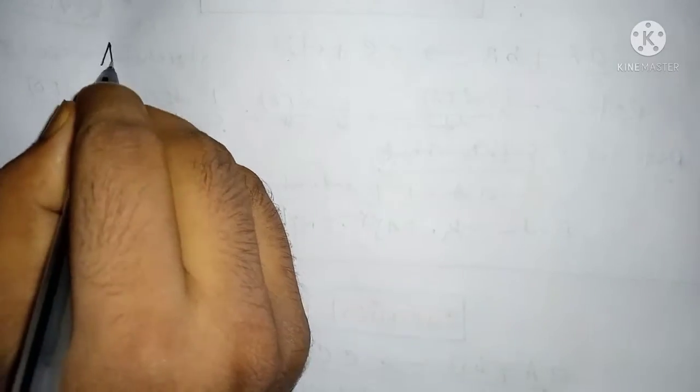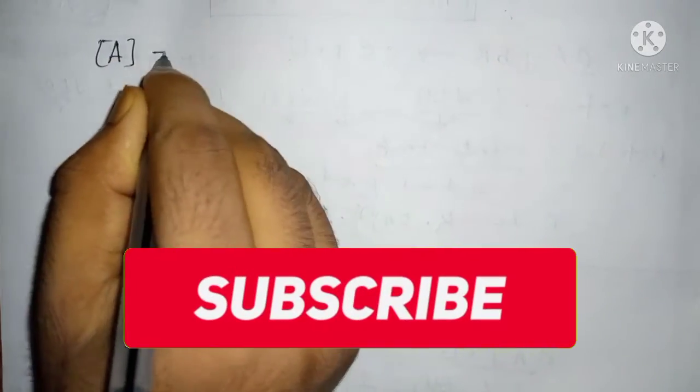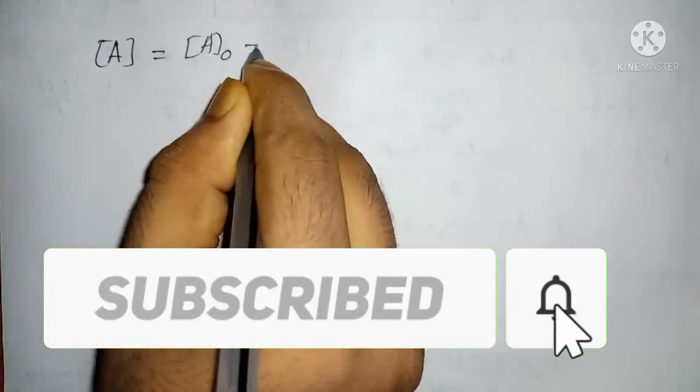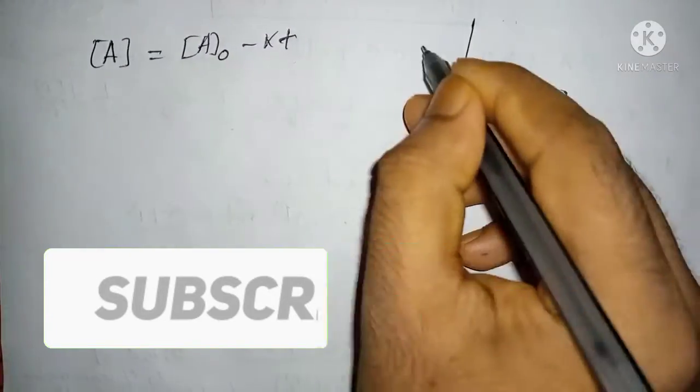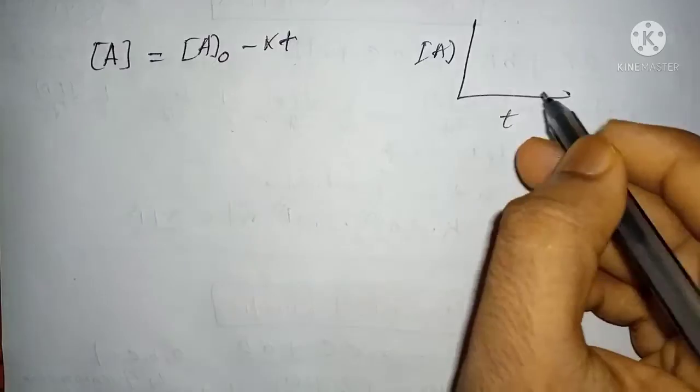In a zero order reaction, we know the rate law equation is [A] equals [A0] minus kt. Graph of concentration [A] versus t. So this is the graph.